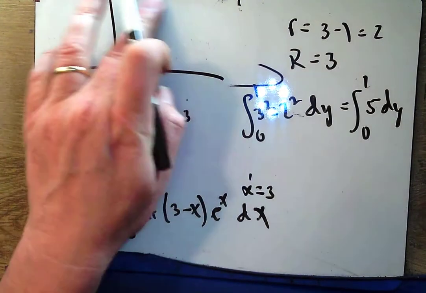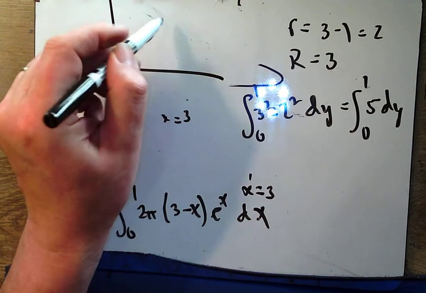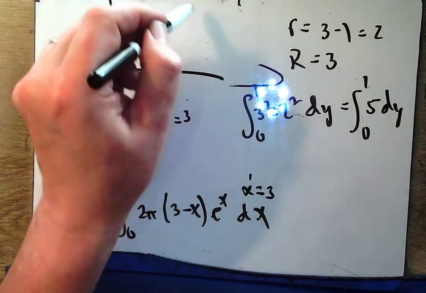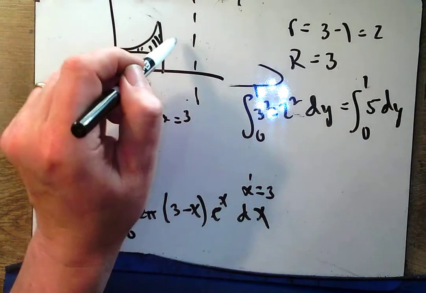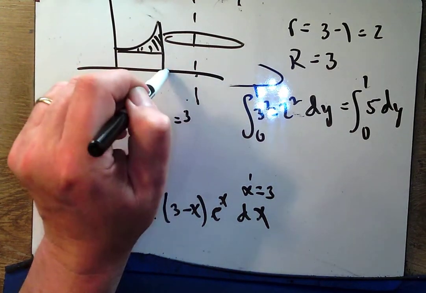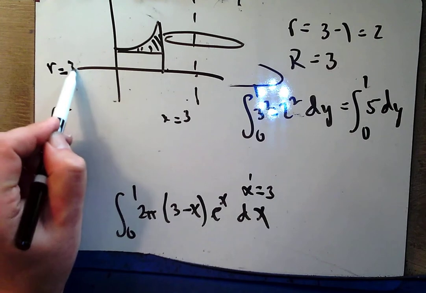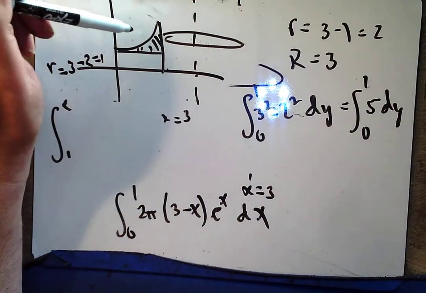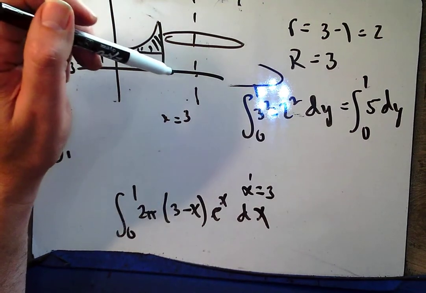Okay. We've got this region. We're doing this part up here now, about the line x equals 3. And still my little r is 3 minus 2. Little r is 3 minus 2, or 1. Now, what about my big R?